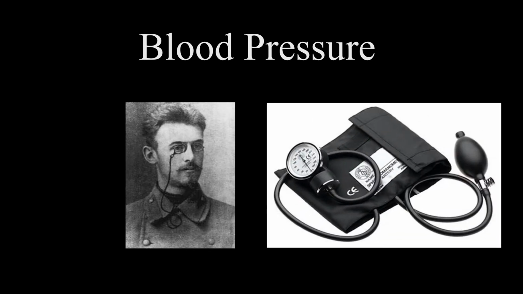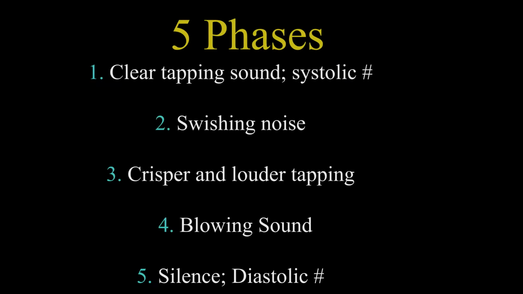By using a sphygmomanometer, he determined that a blood pressure assessment consists of 5 phases. 1. Clear tapping sound, systolic number. 2. Swishing noise. 3. Crisper and louder tapping. 4. Blowing sound. And 5. Silence, diastolic number.